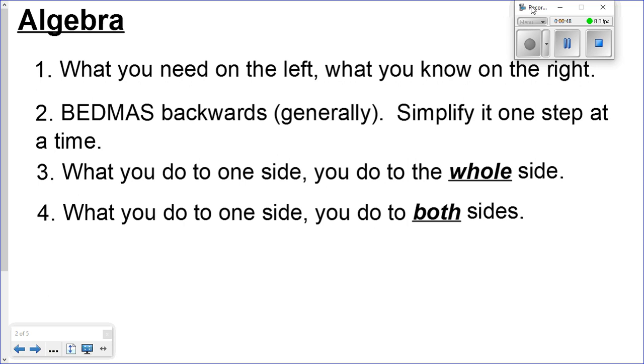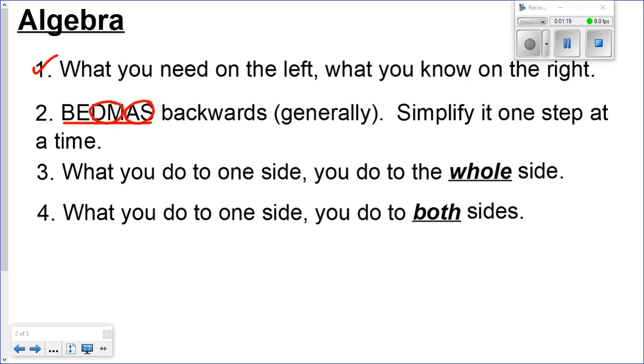First one is you want to aim to put what you're looking for on the left side of the equal sign and what you already know, values you already have, on the right side. Generally speaking, using BEDMAS backwards is the ideal way to do things. So you would start with addition and subtraction, reversing those, and then you would go to multiplication and division, reversing those, whichever order is most logical, and then exponents and brackets. But we'll show you how that works in a few minutes.